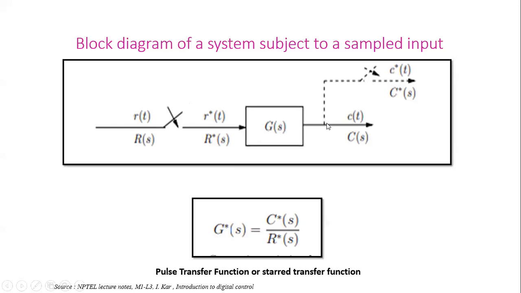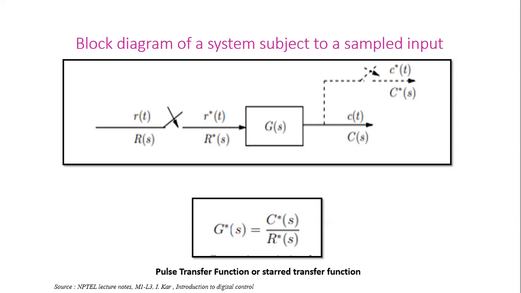Now the output that I have, C of S, is nothing but G of S, the transfer function here, multiplied by R star of S. So the transfer function of this particular digital system that we have shown, I want you to understand that it is very difficult to manipulate or to calculate. It is because it contains a mixture of analog as well as digital components.